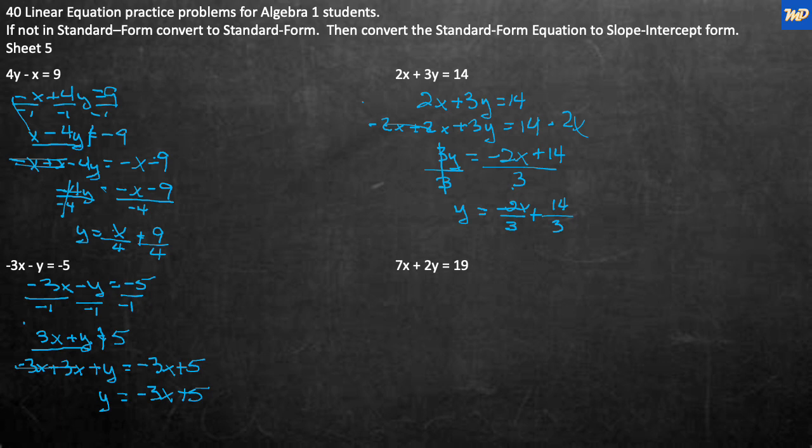Next problem. The format is correct. There are no common factors. There are no fractions. No decimals. You can't have decimals either. Everything is good. We have a positive 7x, positive 2y, and a positive 19. And what do we have to do? We have positive x, positive 2y. It's in the right form. X comes before y is equal to 19.